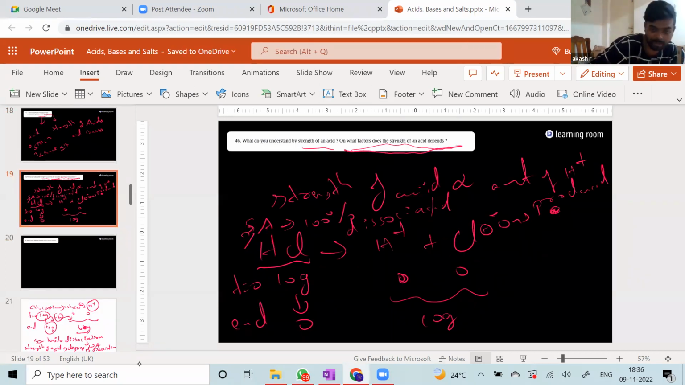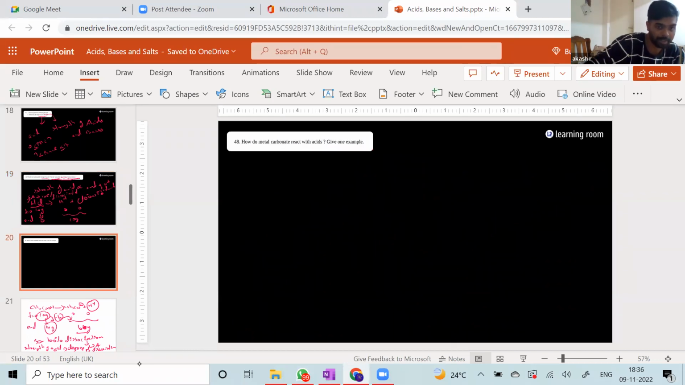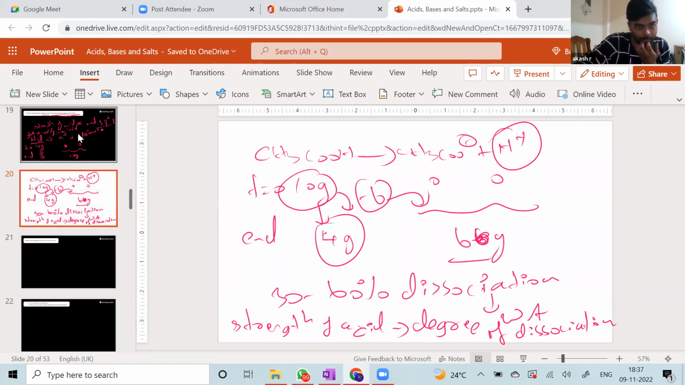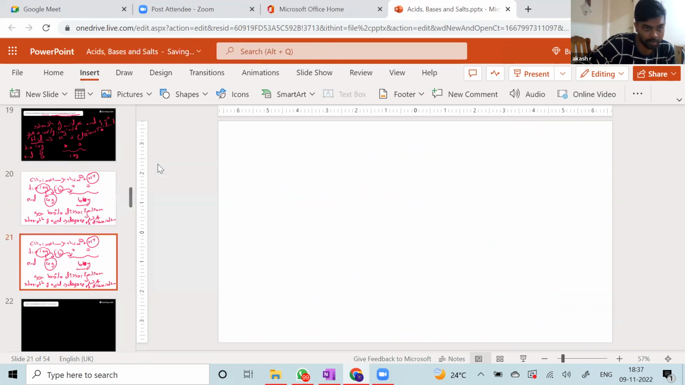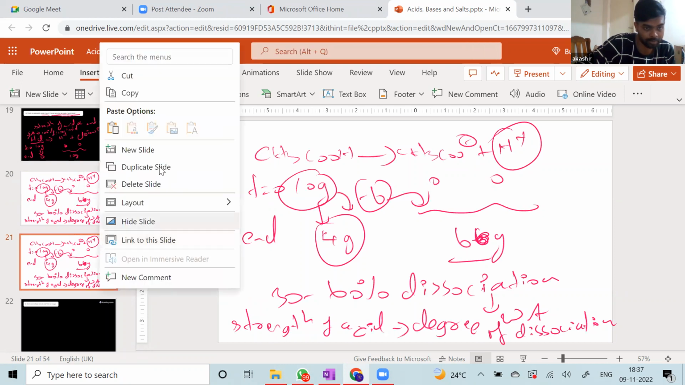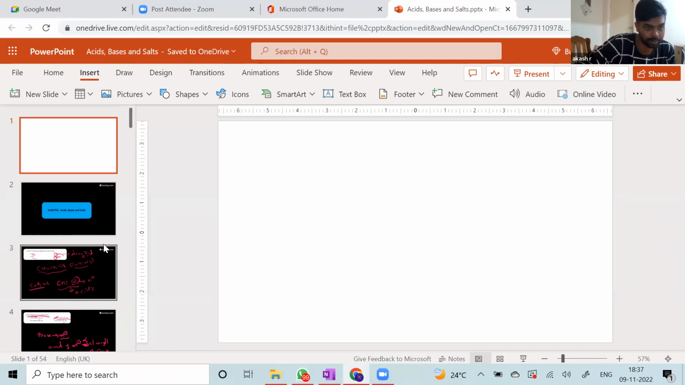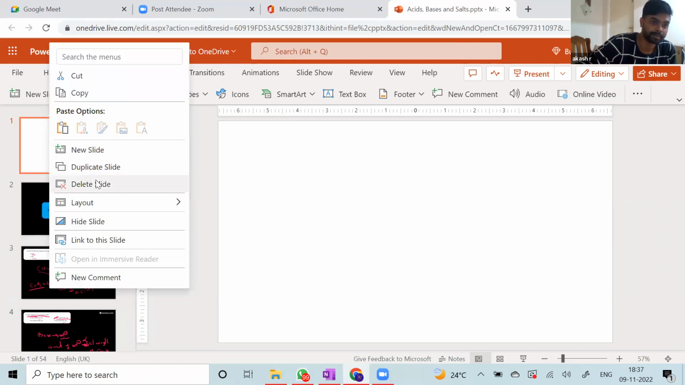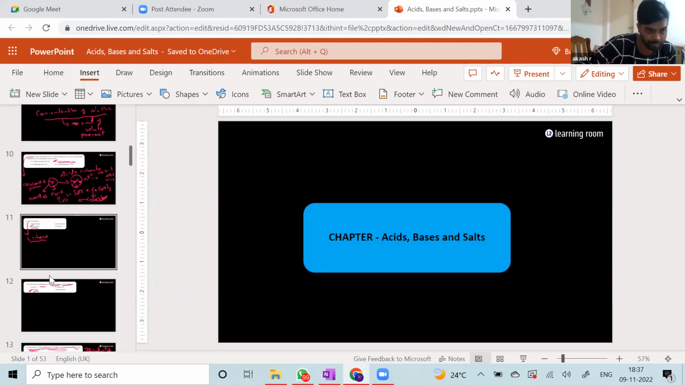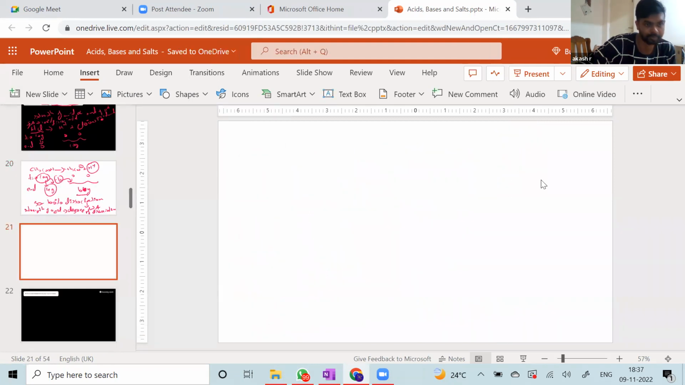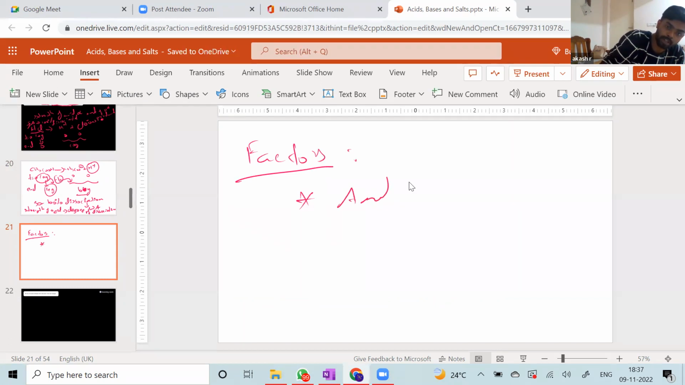Next, what they're asking is on what factors the strength of an acid depends. Now that is again going to be a very unwanted statement. Oh, this should have been here, right? Why is it coming here? Okay, now on what factors does it depend? Definitely the amount of water you add. Actually, we did a wrong thing in one of the questions, and we're going to correct it now.